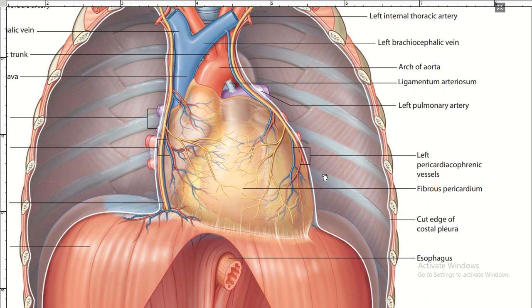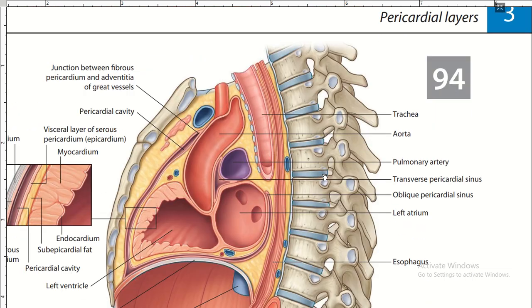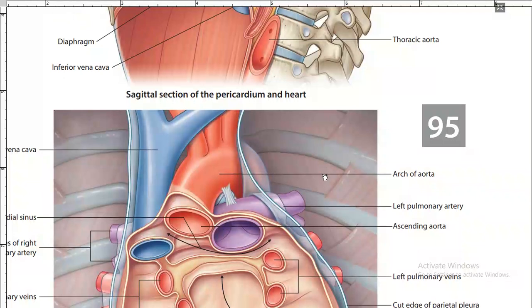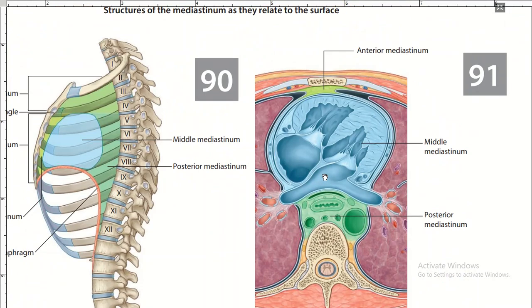The T stands for the thoracic duct. The E stands for the esophagus. The A stands for the sympathetic trunk, right? The sympathetic trunk. So that's the mnemonic.